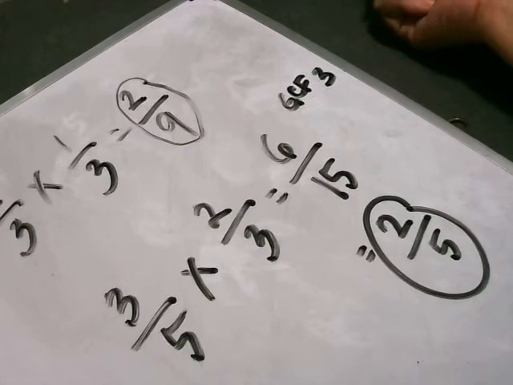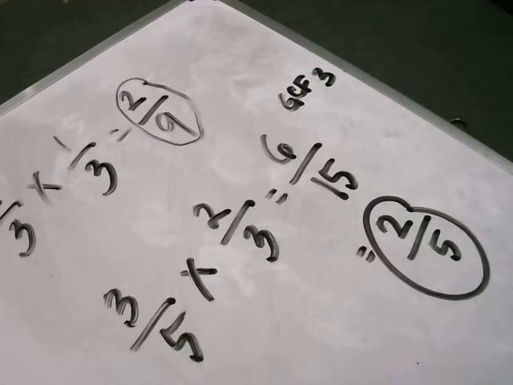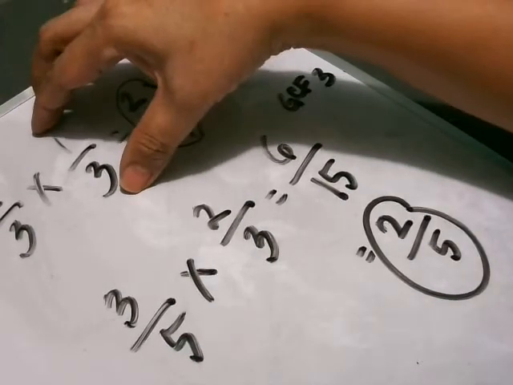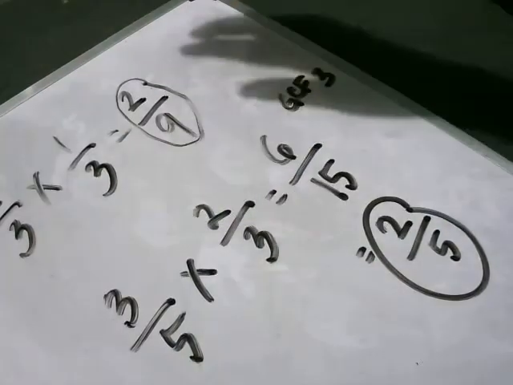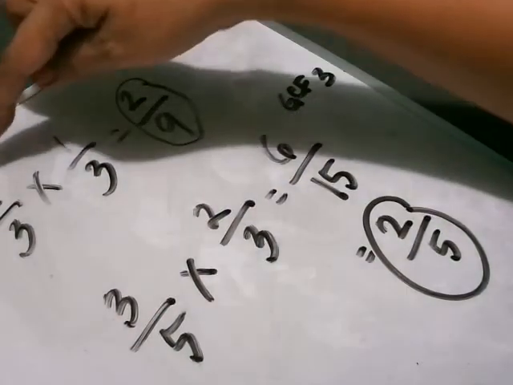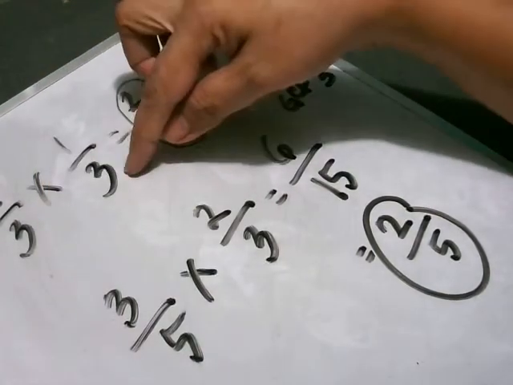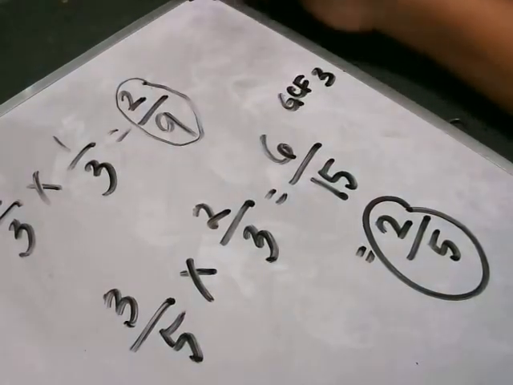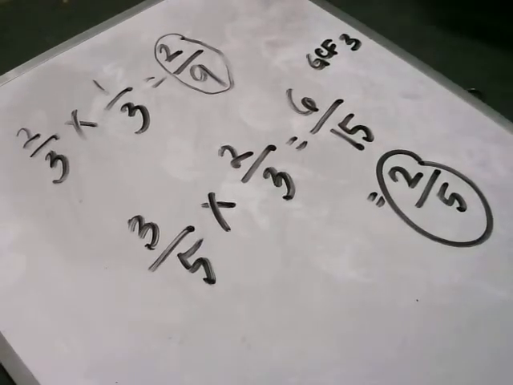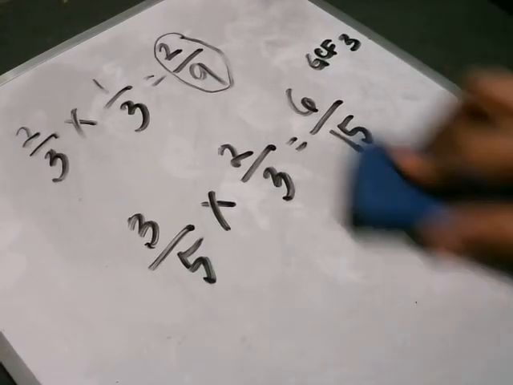Okay, so that's it. Whether similar or dissimilar fractions, the rule says that you multiply the numerators and you multiply the denominators. So that's the rule.